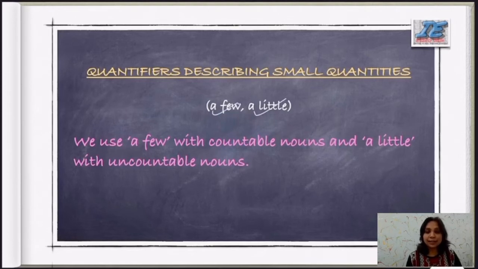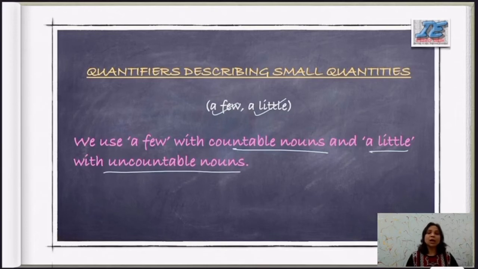Now the second category which we have is quantifiers describing small quantities, and these quantifiers are a few and a little. We use a few with countable nouns, the nouns which we can count, and a little with uncountable nouns, the nouns which we cannot count.